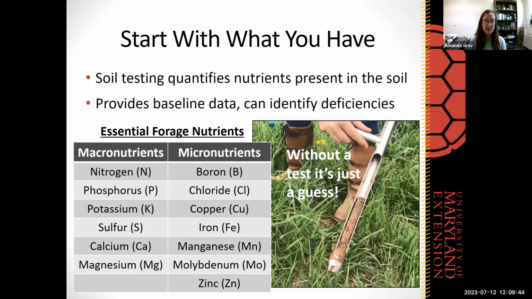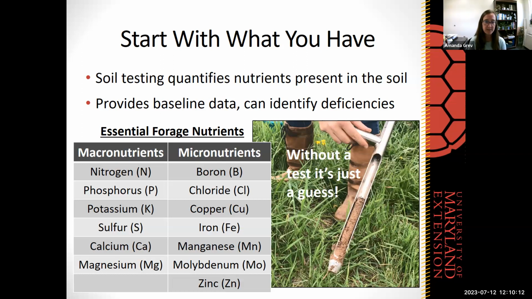So what do we do with that? Well, we know the systems are different, right? We know the pros and cons of each type of system. Regardless of that, we need to know what we have present in our soil, right? So this is where I'm going to tell you, if you haven't already, go out and take your soil samples, figure out what is currently present in your soil, and figure out what fields or pastures might be high or low, what fields or pastures might be deficient or adequate in terms of forage nutrients.